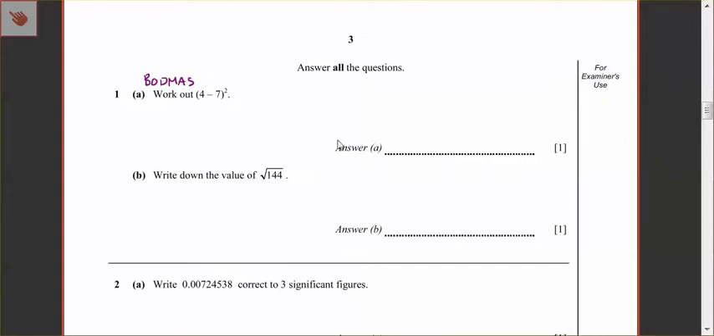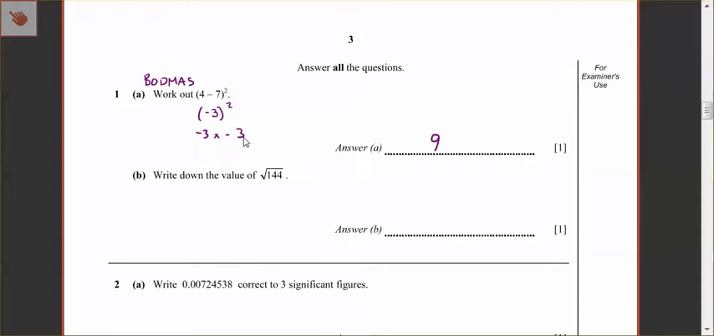So we have to do brackets first. In the brackets we've got 4 minus 7, which is minus 3. Now we have to do the powers. So minus 3 squared is 9. Good. Because it's minus 3 times minus 3.